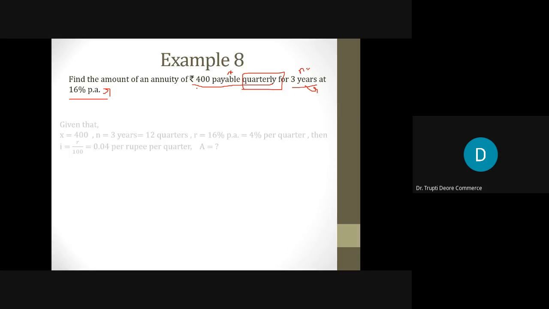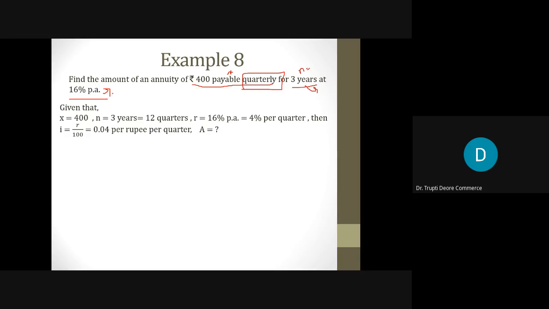So let's check out. First write down given that. What is given? X is given 400. It's per quarter. N is 3 years. 3 years. 1 year is equal to how many quarters? 4 quarters. Okay. So 3 multiplied by 4, we get 12 quarters.